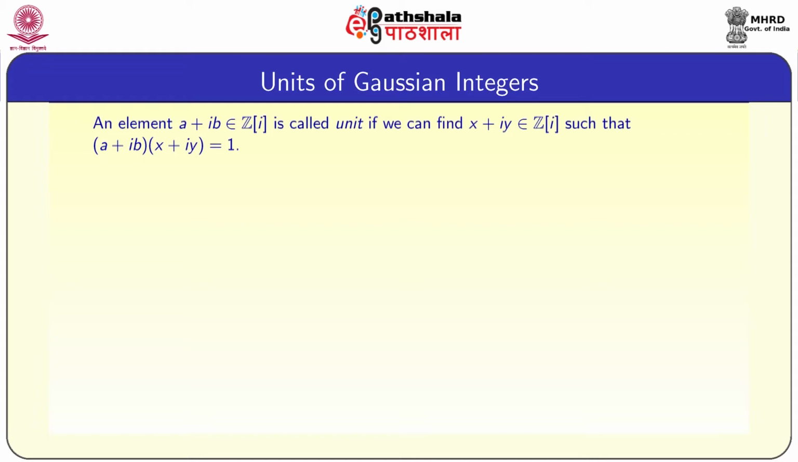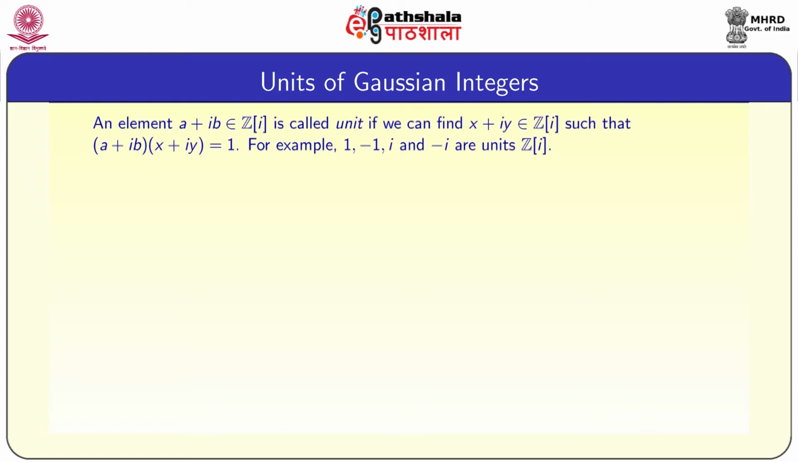Similarly, in the Gaussian integers, what are the units, the invertible elements? An element a plus ib belonging to Z of i is called a unit if you are able to find another Gaussian integer x plus iy belonging to Z of i such that (a plus ib) into (x plus iy) is equal to 1. For example, 1, minus 1, i, minus i are units in Z of i. They are easy to see, because 1 into 1 is 1, minus 1 into minus 1 is 1, i into minus i is 1, minus i into i is equal to 1. So, clearly 1, minus 1, i, minus i are units in Z of i.